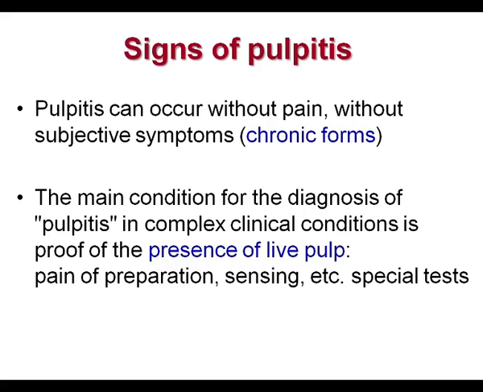Pulpitis can occur without pain, without subjective symptoms, like chronic forms, for example, chronic fibrous pulpitis, which may be without symptoms. The main condition for the diagnosis of pulpitis in complex clinical conditions is proof of the presence of live pulp. For example, pain of preparation, probing, etc., special tests.